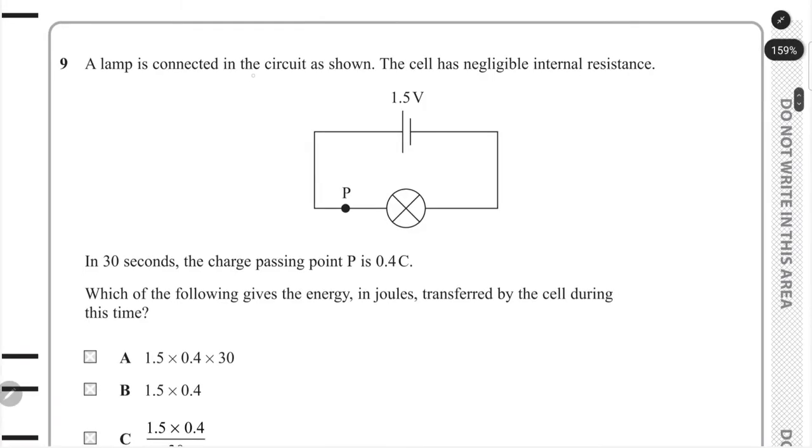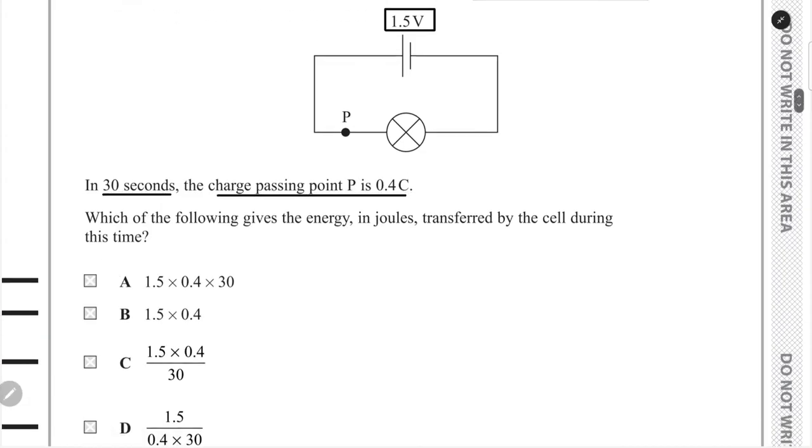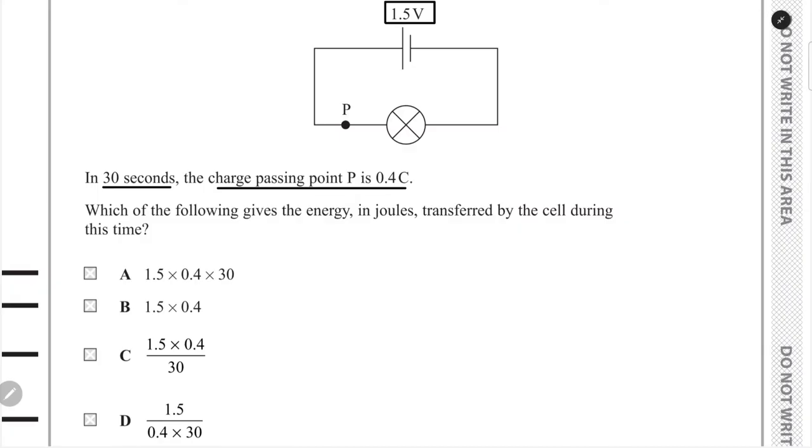We are given a circuit with a lamp connected. We are told that the cell has negligible internal resistance. We are given the voltage or EMF of the cell. Then we are told in 30 seconds, the charge passing is 0.4 coulombs. We have to find the energy in joules. We have the voltage and the charge, and we have to find the energy.